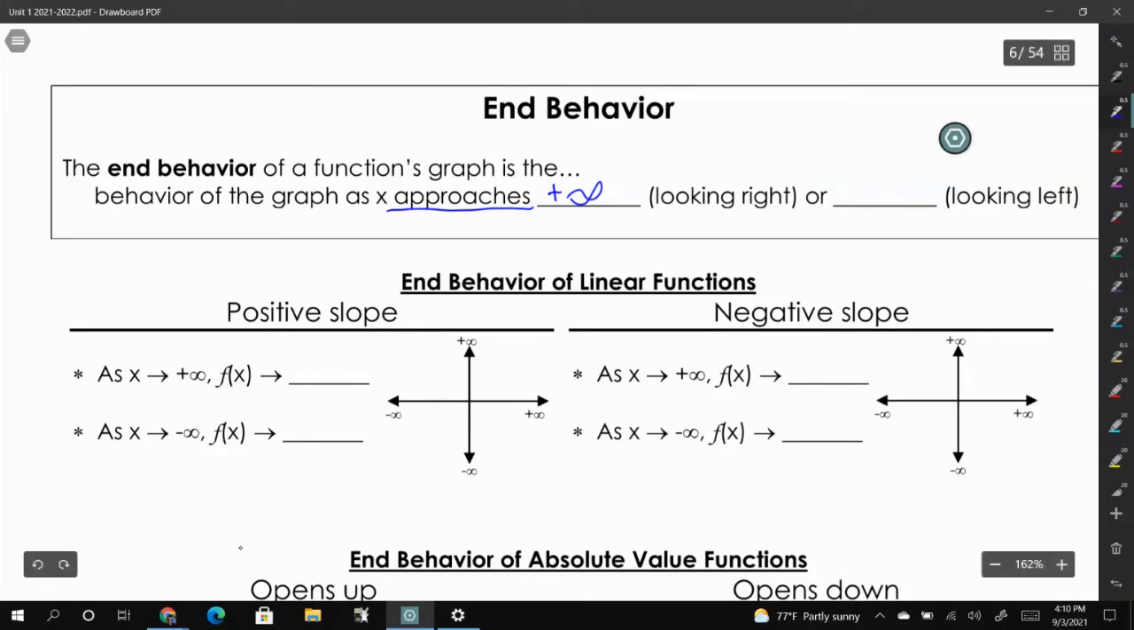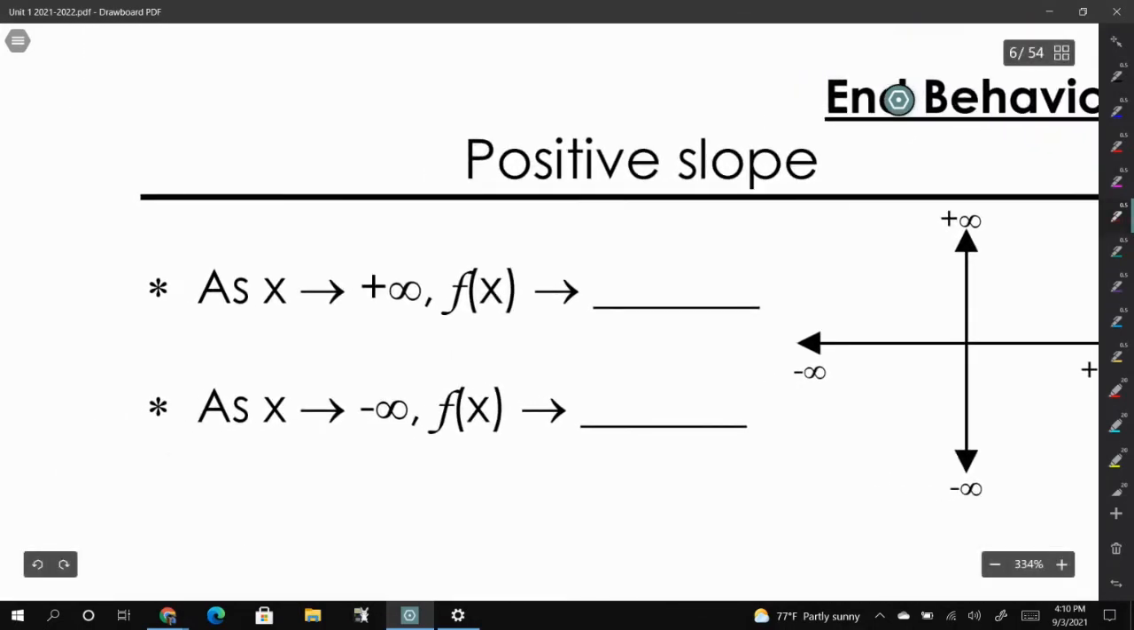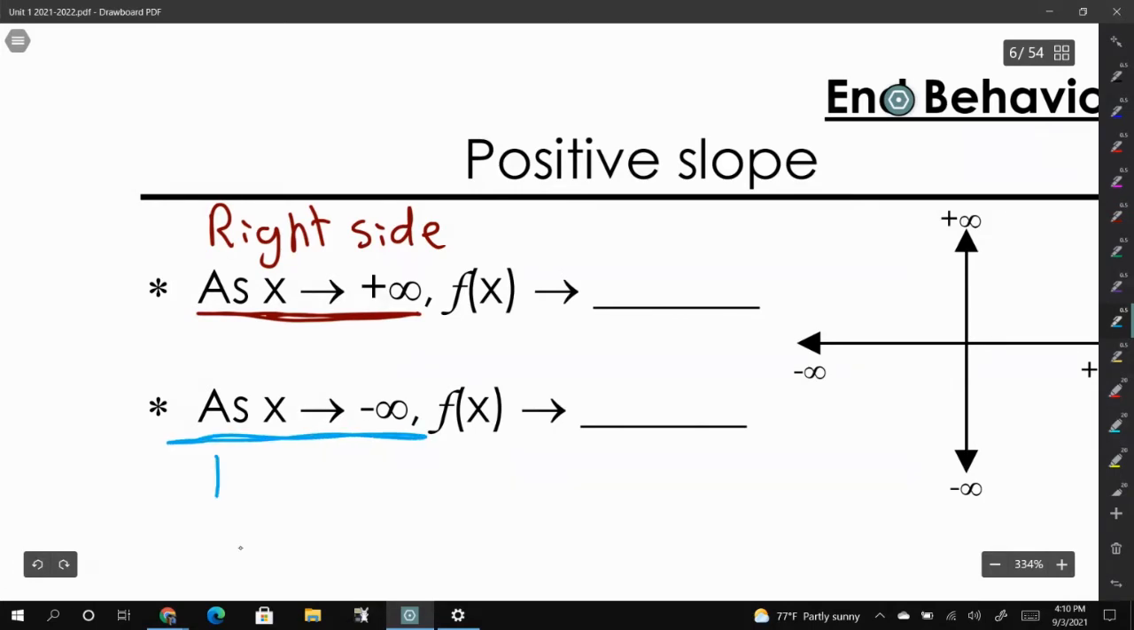And if we're looking at the left end, the x values in the coordinate plane go towards negative infinity. So if we're looking at the left side of a function or the left end behavior, x is going towards negative infinity. Now these functions that we're going to talk about always have a right end behavior and a left end behavior. And the way we write that is with this right here. This part right here, as x approaches positive infinity, this means the right side of the graph. And as x approaches negative infinity, that means the left side.